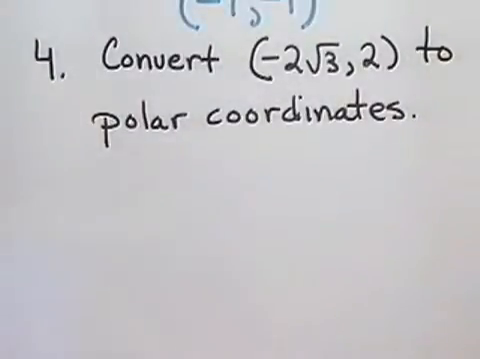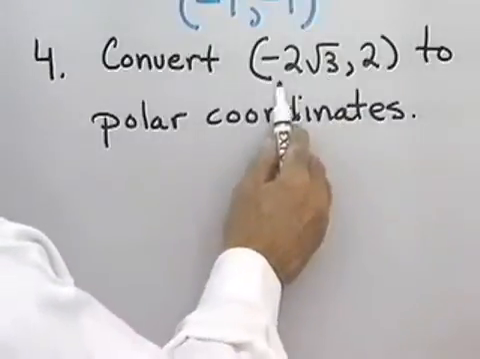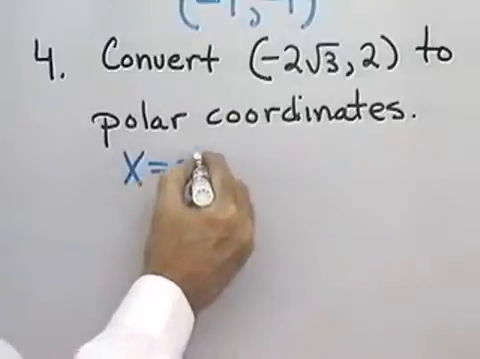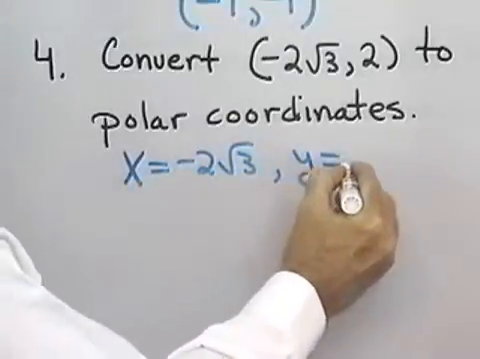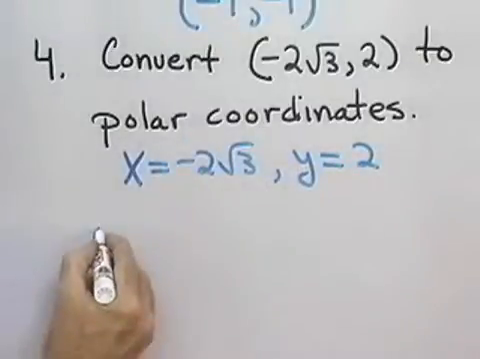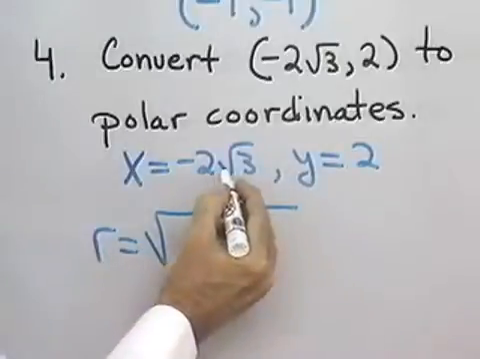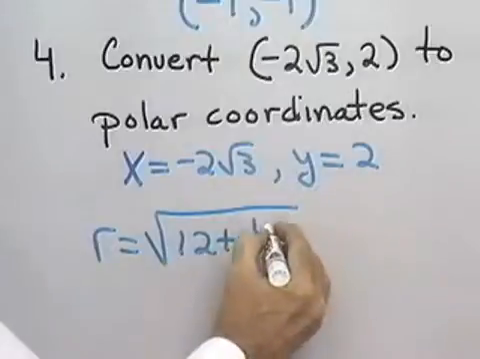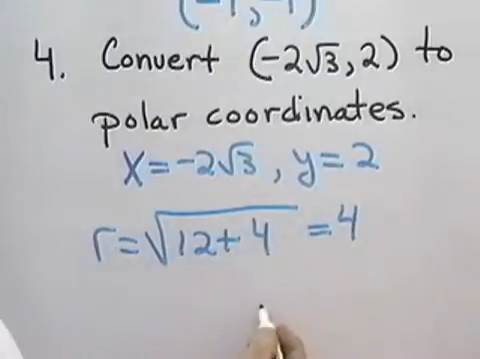This time we want to go in the other direction and convert from rectangular coordinates into polar coordinates. From this ordered pair in rectangular coordinates, I see that x is equal to negative 2 square root 3 and y is equal to 2. So to write polar coordinates, I need r and theta. I know that r will be the square root of x squared, so 4 times 3 is 12, plus 2 squared, which is 4. That's the square root of 16, which is going to be 4.